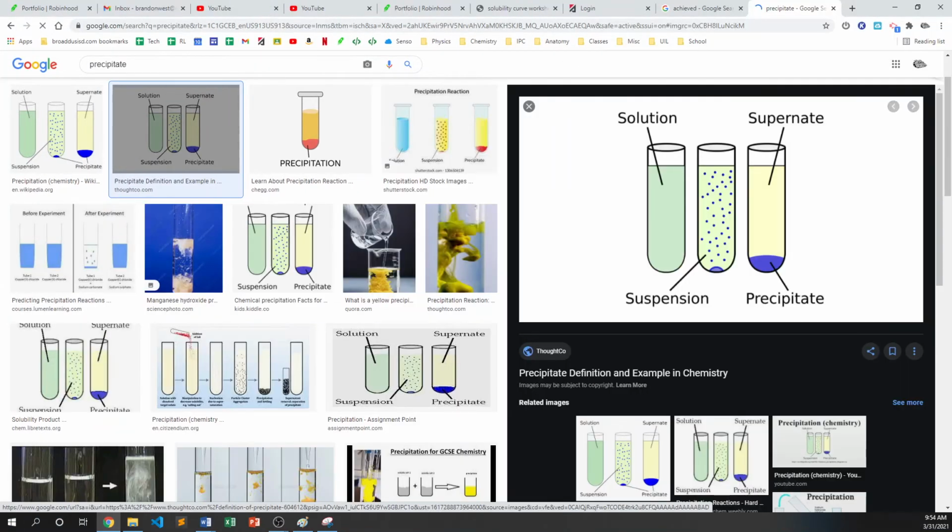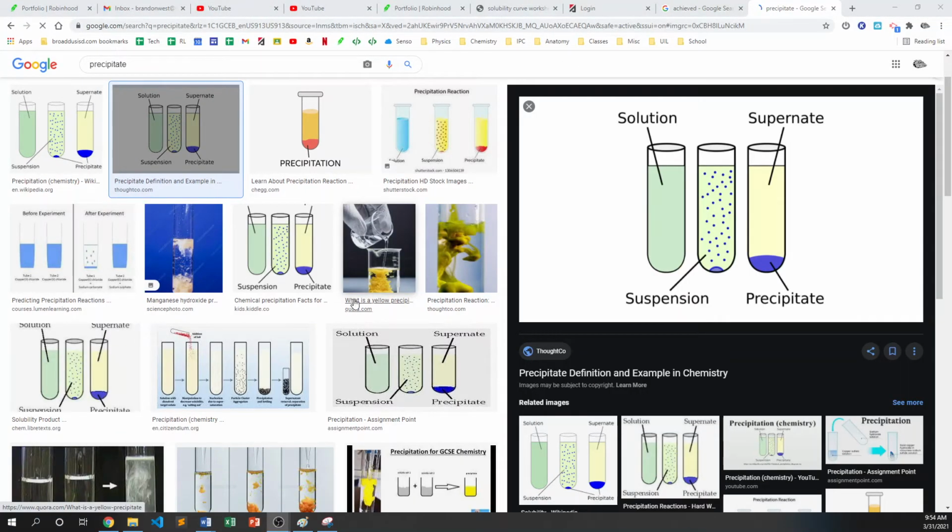I'm not going to test over supernate, but technically supernate is anything above it. It's the saturated solution that's above it. So looking at the green, the thing above it has to be saturated, while what's on the bottom is the precipitate. And the orange and blue ones are still supersaturated.